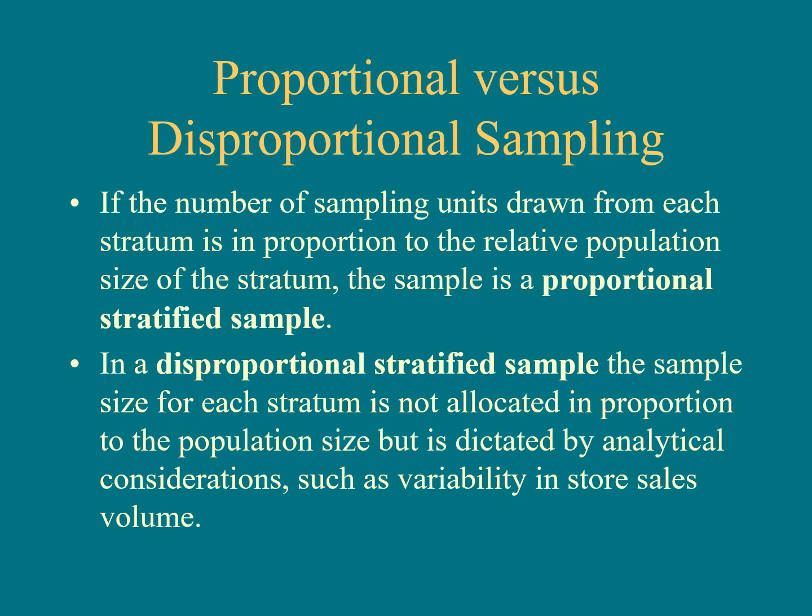Proportional versus disproportional sampling. If the number of sampling units drawn from each stratum is in proportion to the relative population size of the stratum, the sample is a proportional stratified sample. In a disproportional stratified sample, the sample size of each stratum is not allocated in proportion to the population size but is dictated by analytical considerations, such as variability in the stores' sales volume.